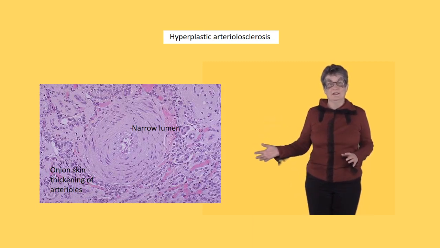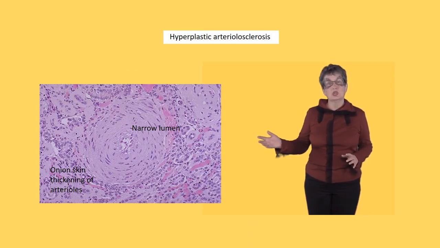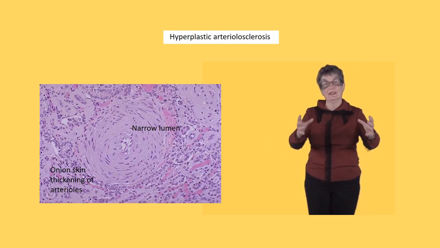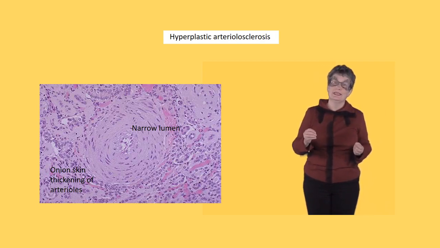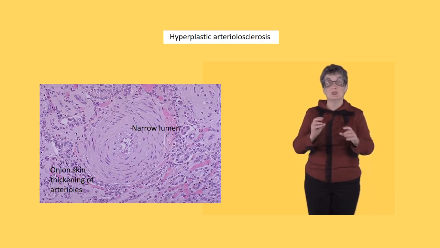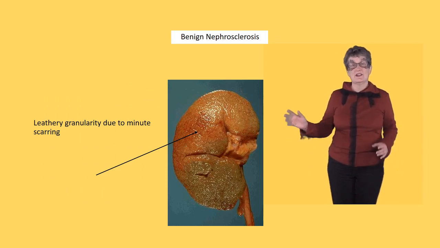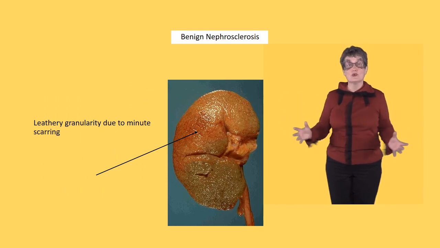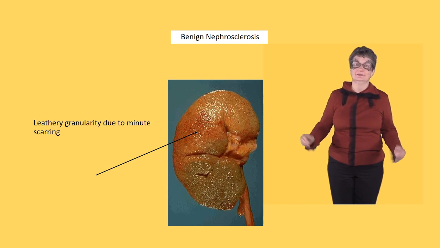This is a small vessel in the kidney of someone who has hypertension. Normally, the lumen would be 10 times this big. Hypertension has caused this onion skinning pattern, where we get massive increase in the smooth muscle around this small arteriole, which has constricted the lumen to a pinpoint. This kidney is suffering from hypertension. It's caused microscopic infarcts all through the kidney. It gives rise to this really leathery granularity.